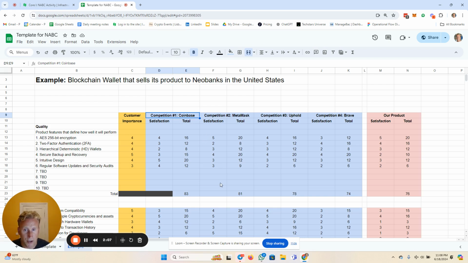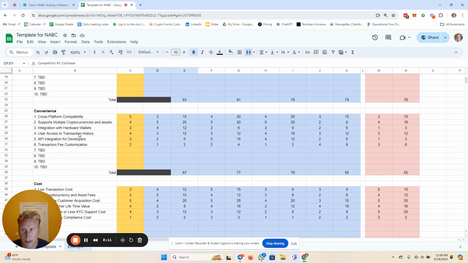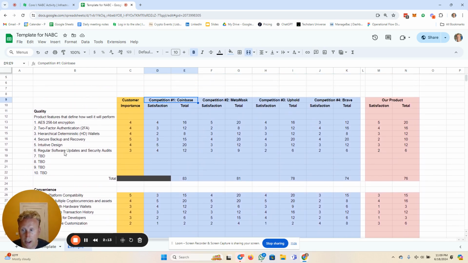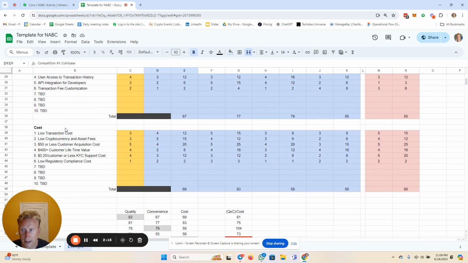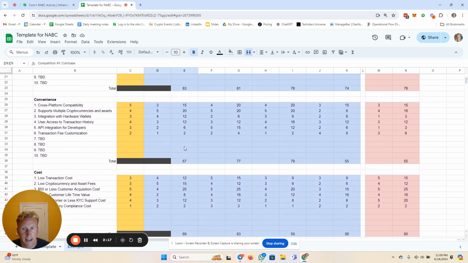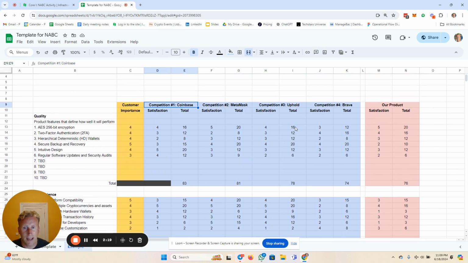We do that across all of the various competitors, and again across all of these three areas, looking at the product quality, convenience, and cost. And then finally, we've now learned what the customer wants, we've now learned what the competitors offer. Now let's look at ourselves. So how do we compare? How do we stack up against these important customer needs, again, from 1 to 5?